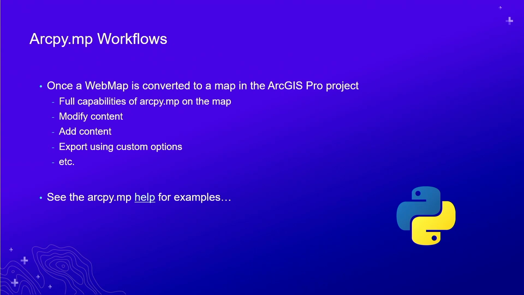The out-of-the-box print service essentially uses a set of hard-coded settings on the export types. But if you want to get into some of the nuanced export properties, you can really do that with an arcpy.mp workflow. And we really encourage you to see the arcpy.mp help for examples. There are numerous examples of how to use these various APIs in arcpy.mp to manipulate your map and do custom exports and things like that.